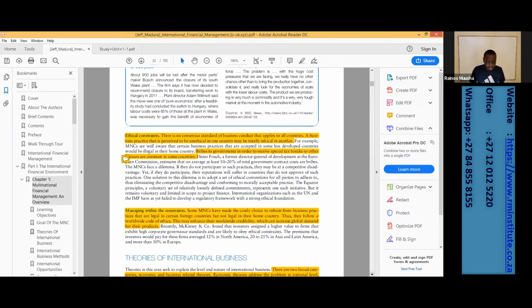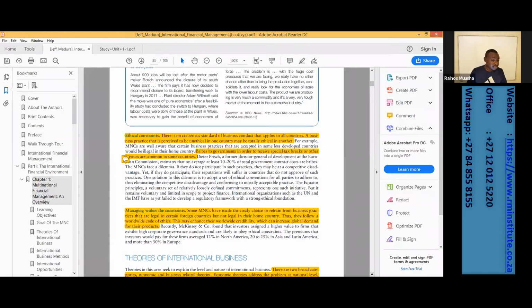So they are basically saying that, at the end of the day, there's always going to be a link between adhering to these constraints and the goal of the firm. Because if the management does not adhere to these constraints, it's going to be very difficult for them to do business with other companies, because of the reputation of the multinational company.